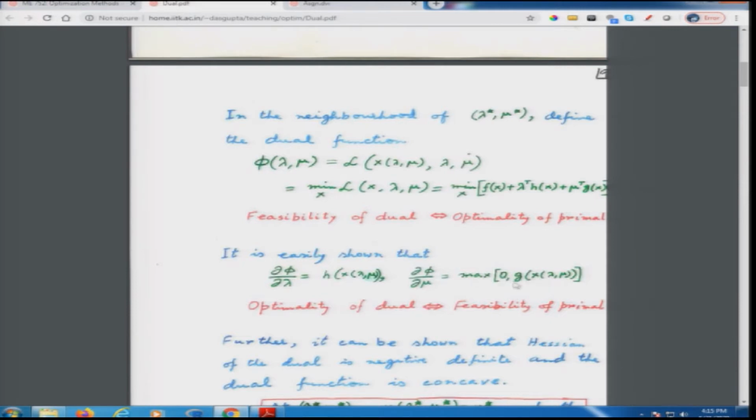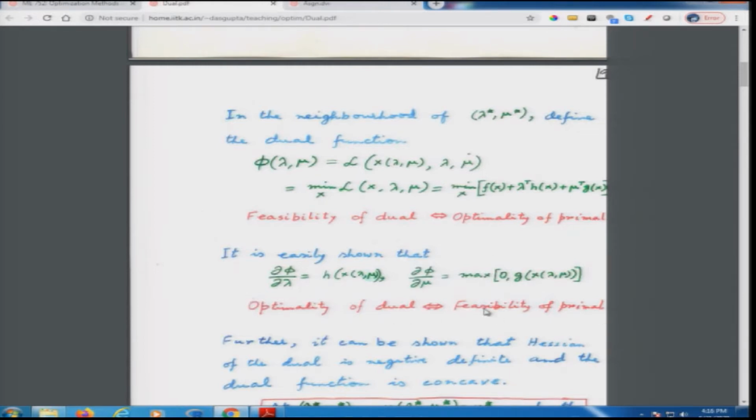Okay. So, that means if the point so far as x is concerned is feasible, that is this is 0 and similarly this is 0, that will mean that this is 0 and this is 0, and that is the first order condition for the optimality of the dual function phi, right. So, here we find that optimality of the dual is feasibility of the primal.